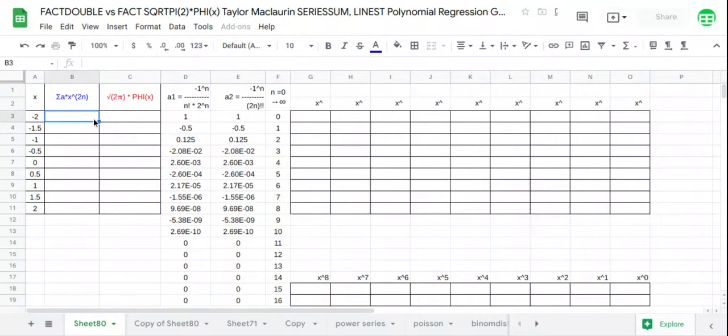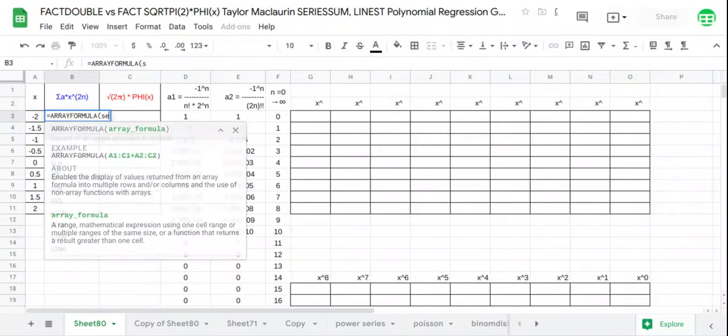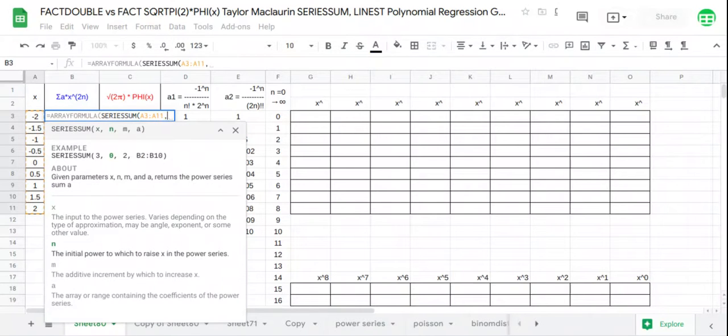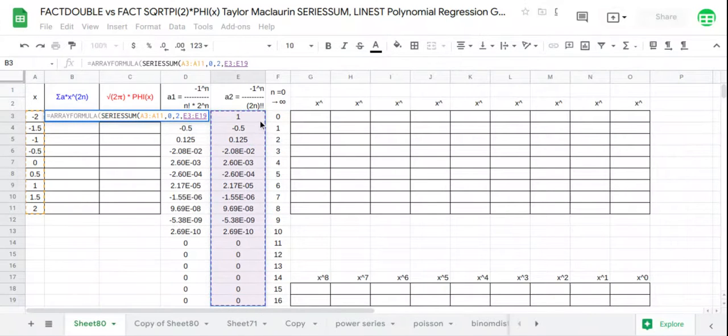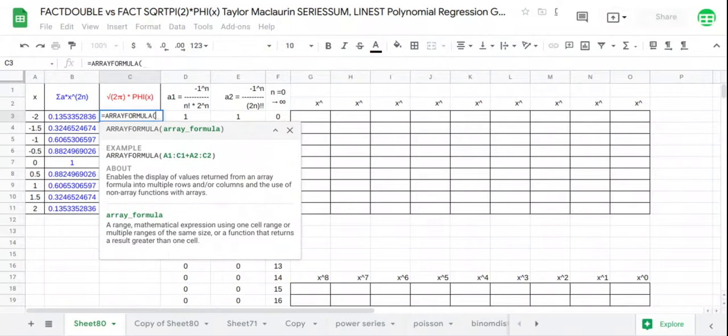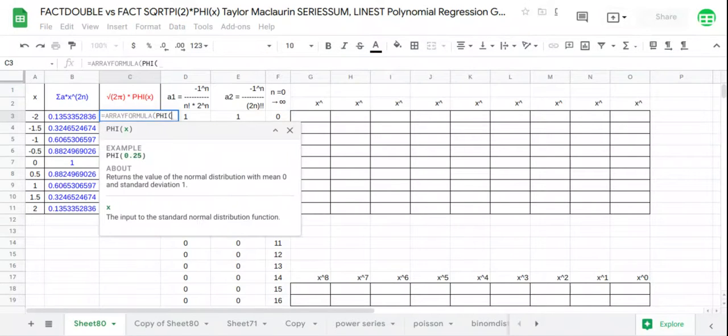Now we can complete the expansion, which is our formula, series sum of the x values raised to the power 2n. 2n starts from n equals 0, then followed by 2, 4, 6, 8, so the interval is 2. And the coefficient, you can choose factorial or the double factorial. Start with the double factorial. And the phi function. So our formula, let's start with the phi function, phi of x.